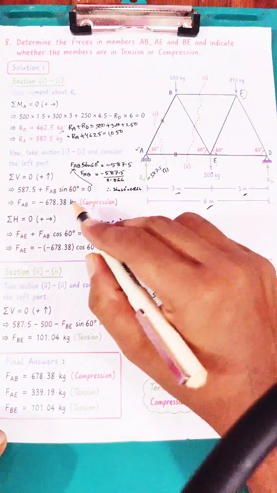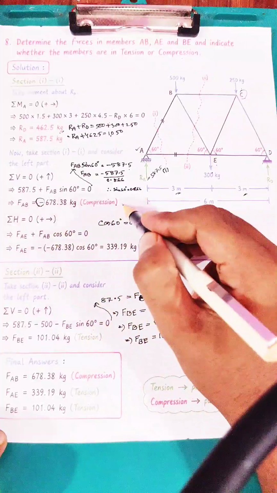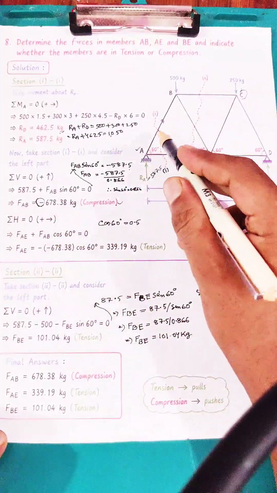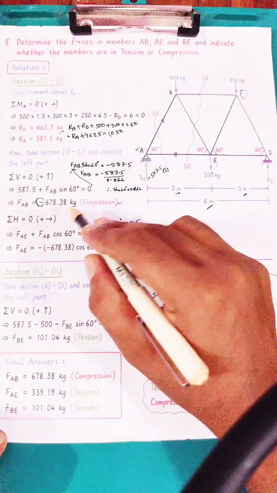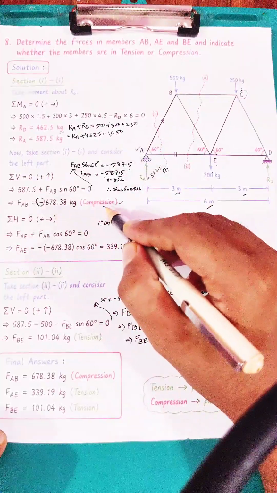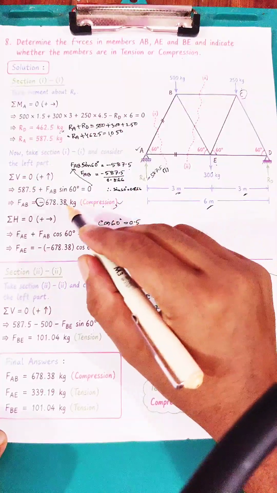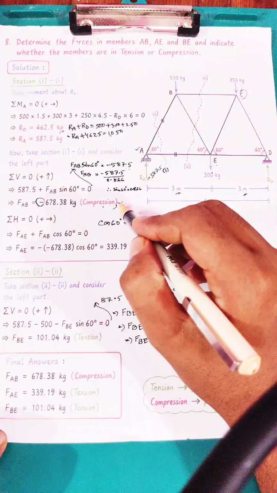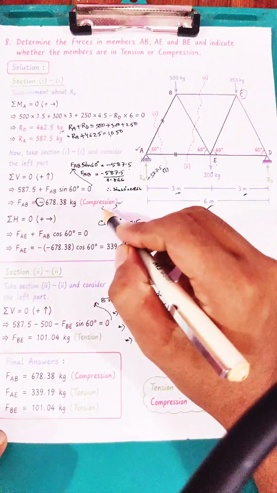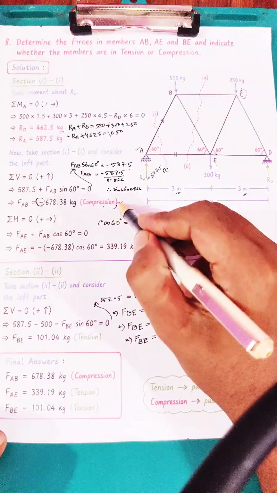Now the negative sign is very important. We initially assumed the member force in AB to be in the direction corresponding to tension, but the negative result tells us that the actual force acts in the opposite direction. Therefore, member AB is in compression. So the final magnitude is FAB equals minus 678.38 kg, which is compression.